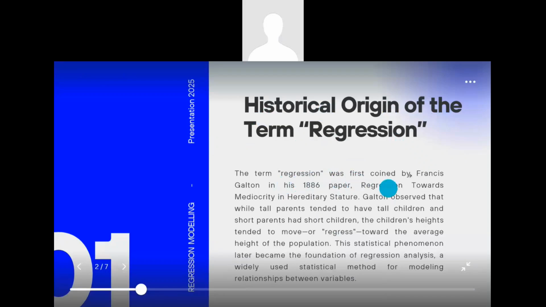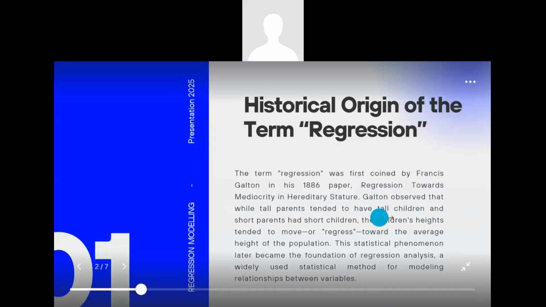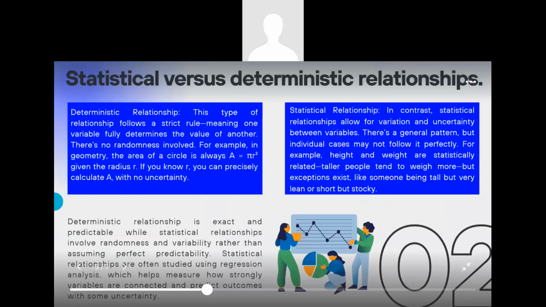The term regression was first coined by Francis Galton in his 1886 paper, Regression toward Mediocrity in Hereditary Structure. Galton observes that while tall parents tend to have tall children and short parents have short children, the children's heights tend to move or regress toward the average height of the population. This statistical phenomenon later became the foundation of regression analysis, a widely used statistical method for modeling relationships between variables.